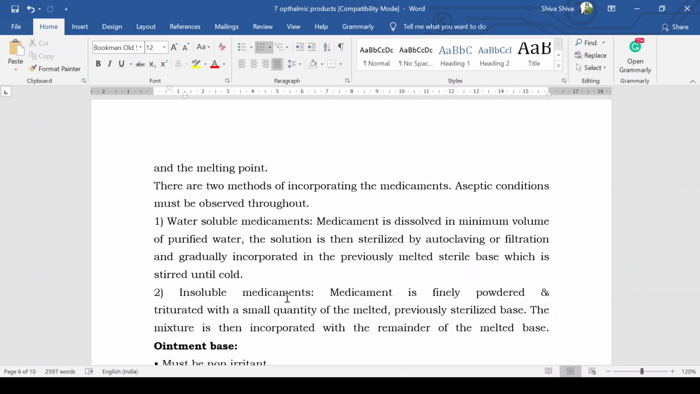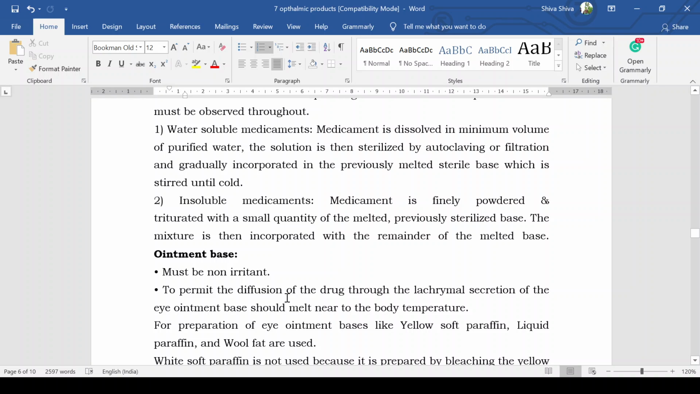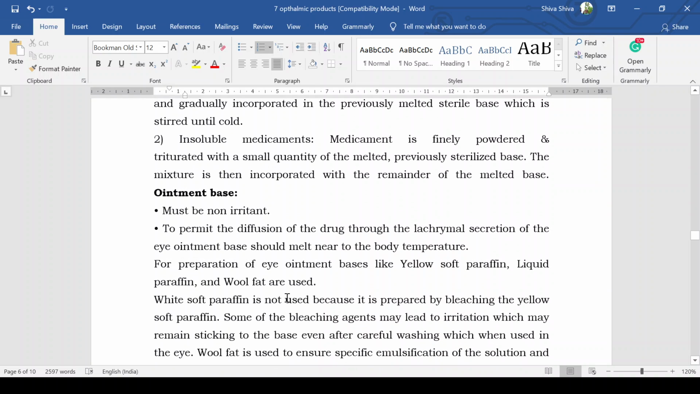The mixture is then incorporated with the remainder of the melted base, and the ointment base must be non-irritant and permit the diffusion of the drug through the lacrimal secretion of the eye. Base should be near to the body temperature. So the base should be adjusted so that its melting point is near the body temperature. For preparation of eye ointment, bases like yellow soft paraffin, liquid paraffin and wool fat are used.